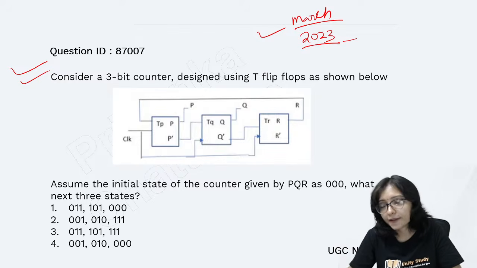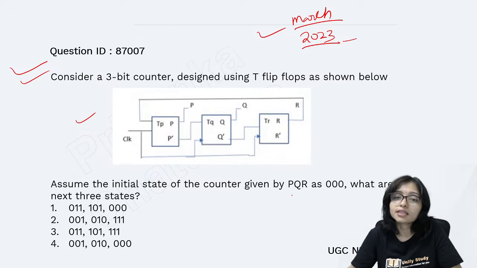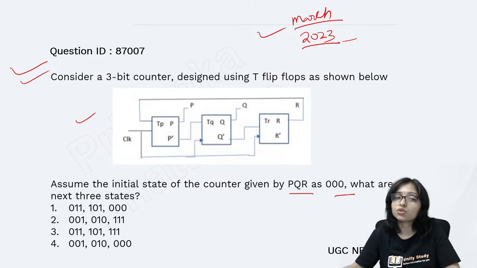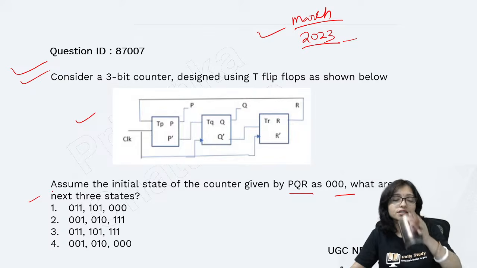How to solve it? Here they provide a diagram, and from the diagram they are asking that if PQR is 0, 0, 0, then what will be the next 3 states? You have to understand that. Here they are asking, so how to do it? How can we do it?